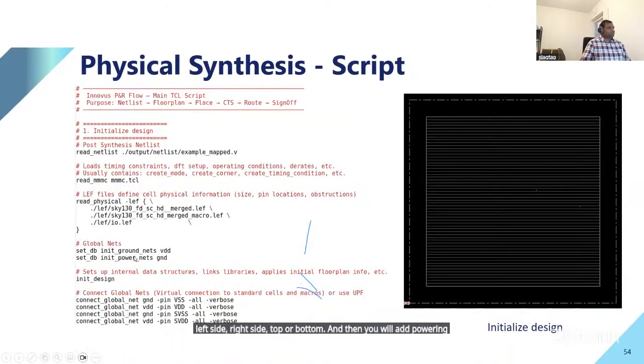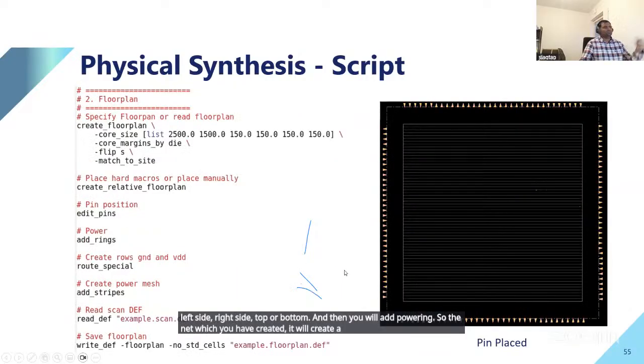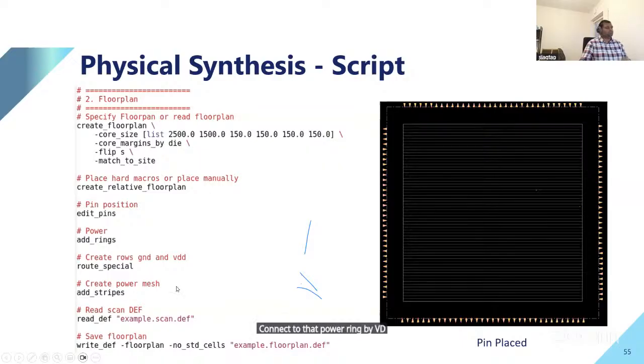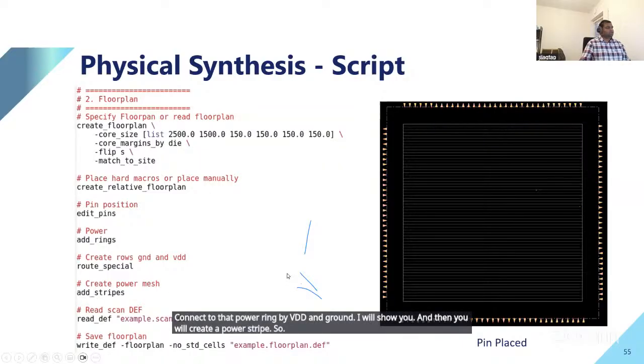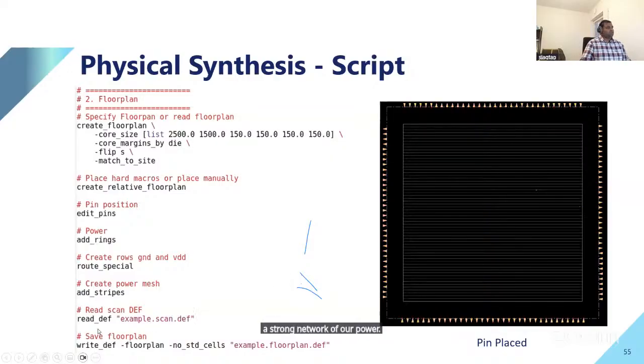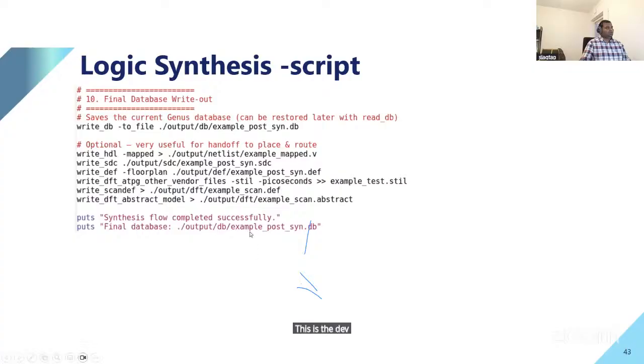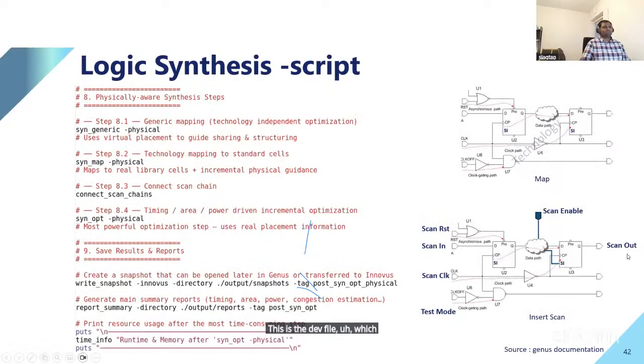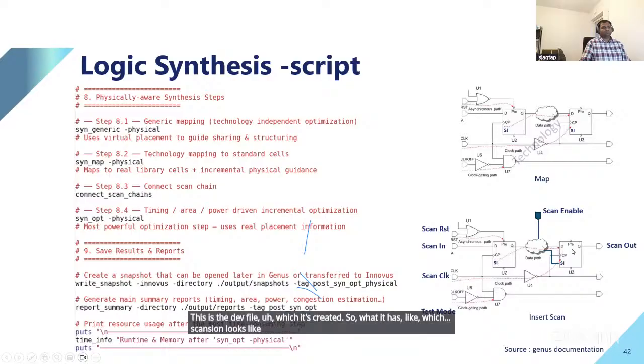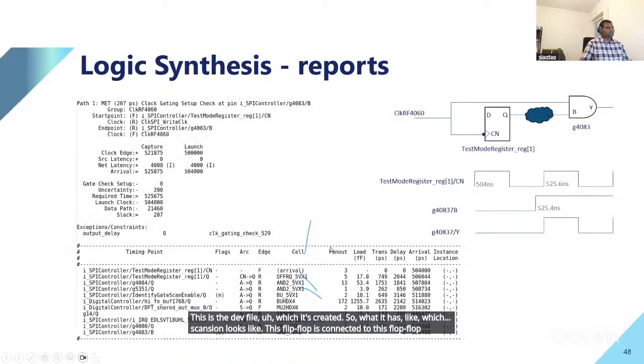So the net which you have created, it will create a power ring so that you can connect to that power ring by VDD and ground. I will show you. And then you will create a power stripe. So basically you will create a strong network of power. And then you read a DEF file of the synthesis, which I told you, you remember, this is the DEF file which is created. So what it has, like which scan chain looks like, this flip-flop is connected to this flip-flop. I will tell you why you need it.